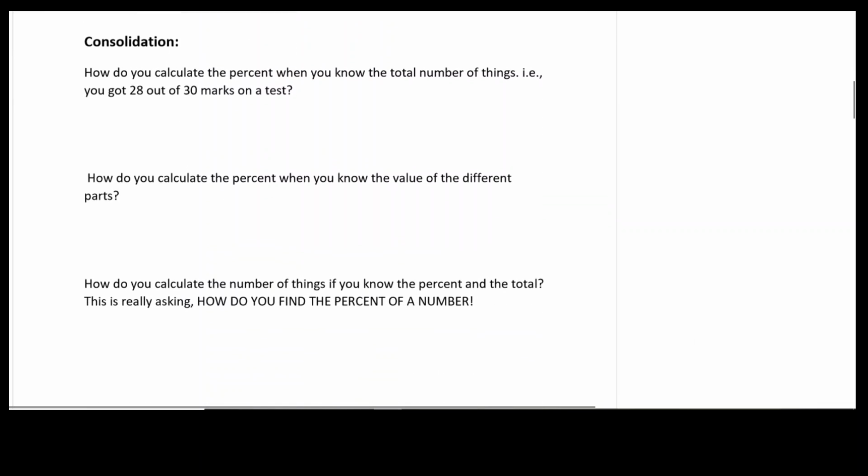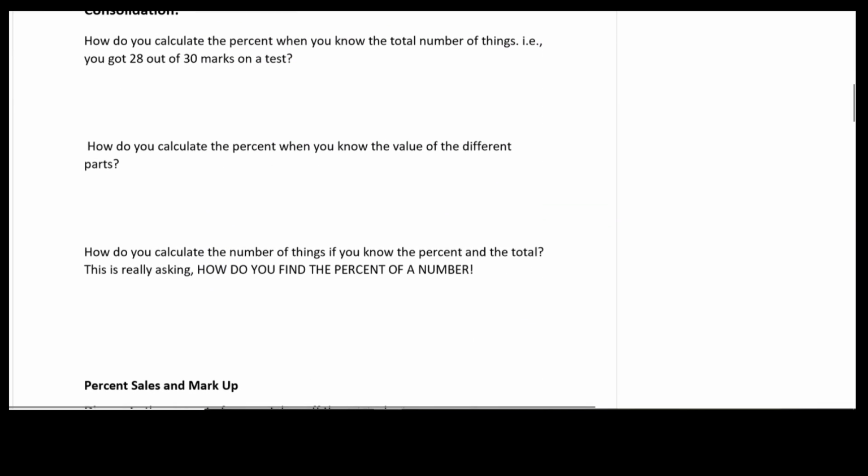Okay, so this next section of the note is just summarizing the types of calculations we did here. If you're turning a fraction into a percentage, you do top divided by bottom times 100. So that would be 28 out of 30 times 100 for that. When you know the value of the different parts, the key thing is that this bottom needs to be the total.